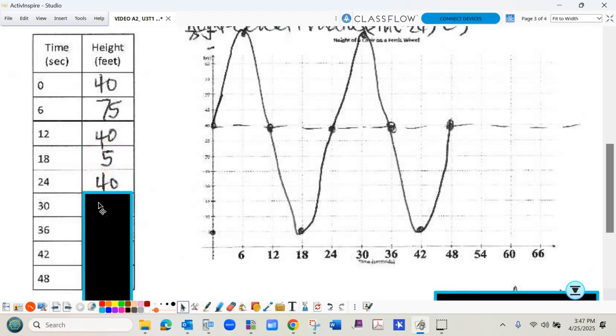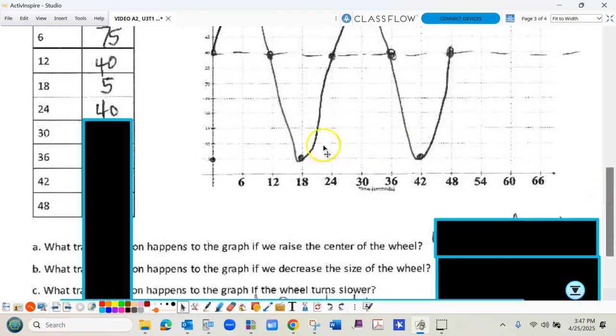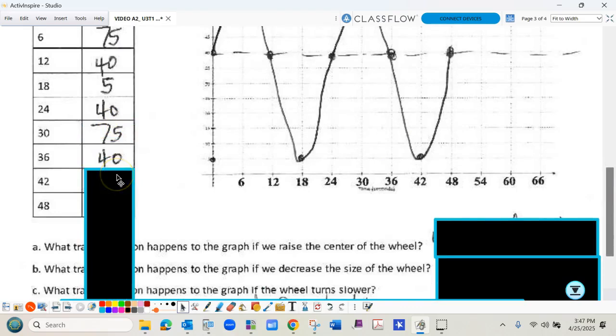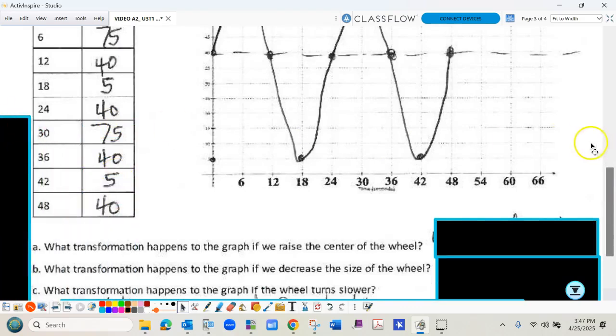Notice after the 24 seconds of one full rotation, I'm back to 40 feet high again. So then the pattern continues in the same way, from 40 to 75, back to 40, down to 5, and then back to 40 at the center.